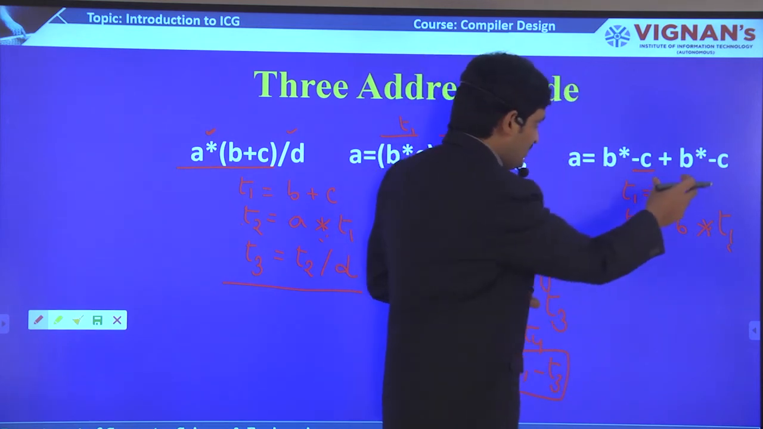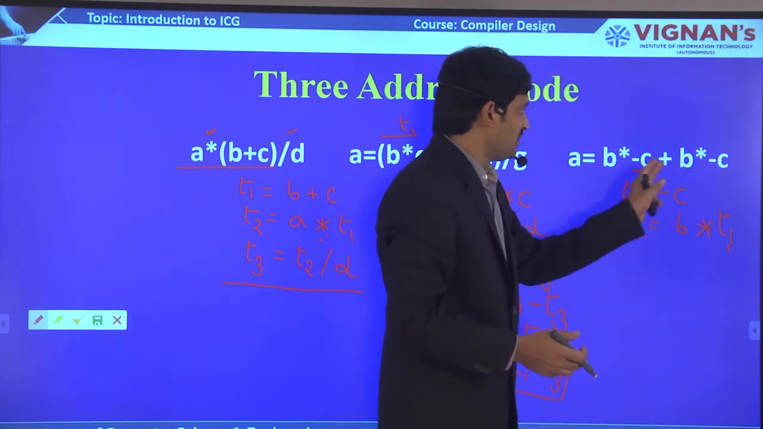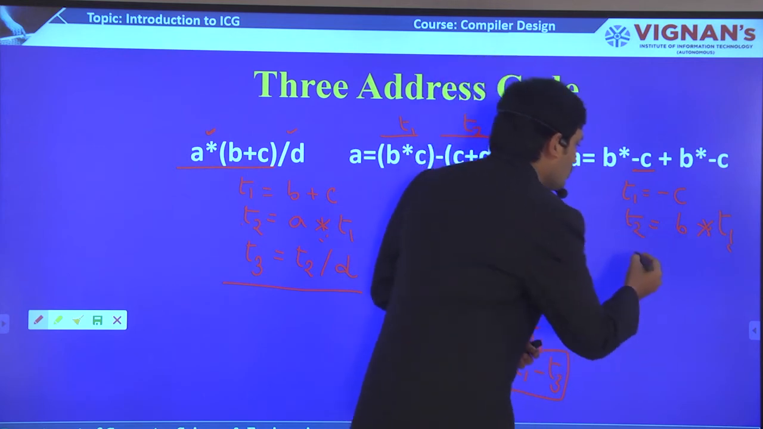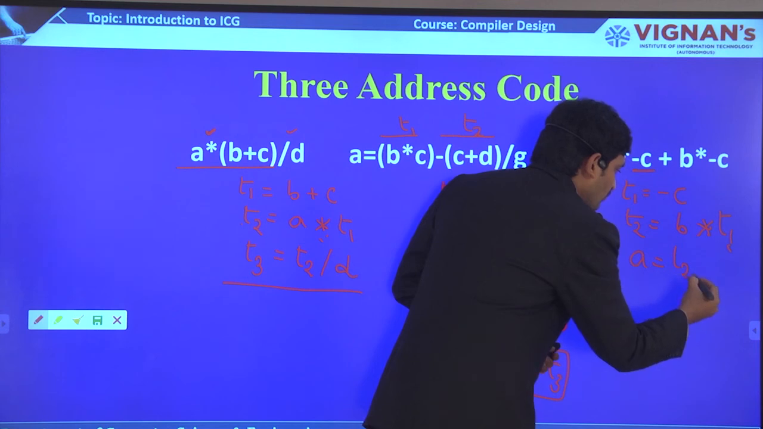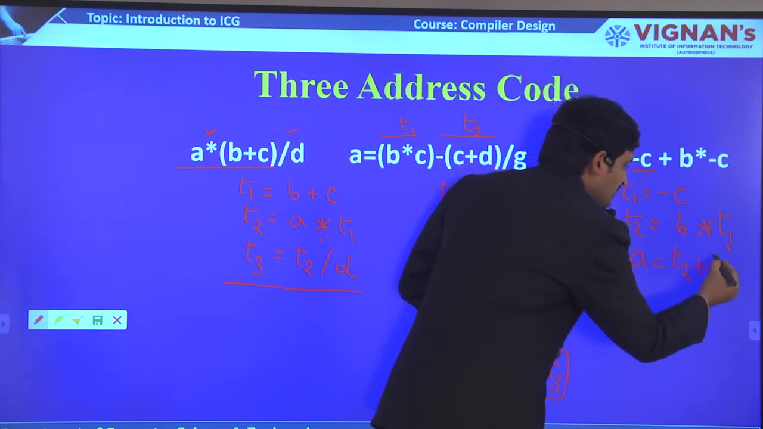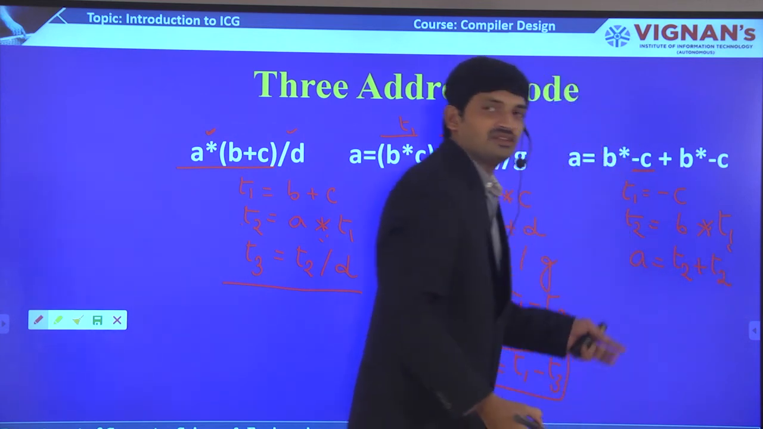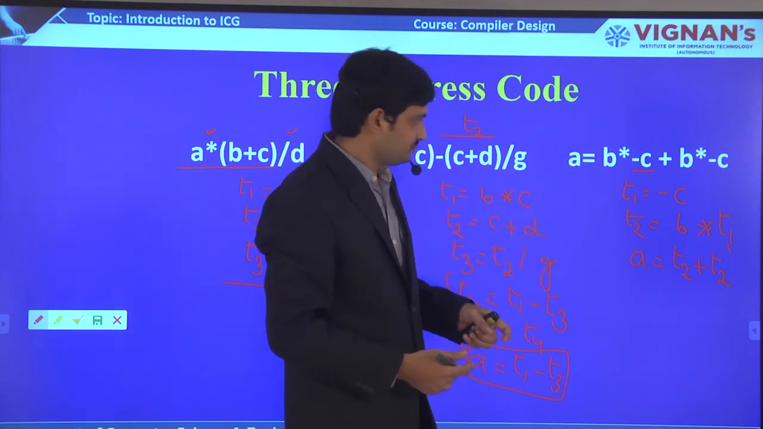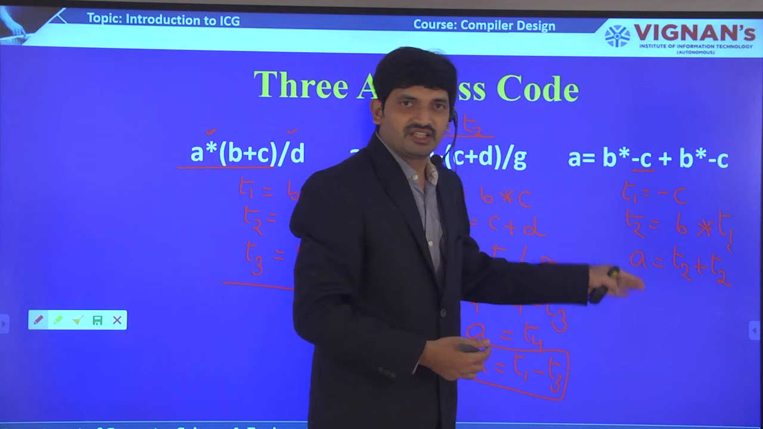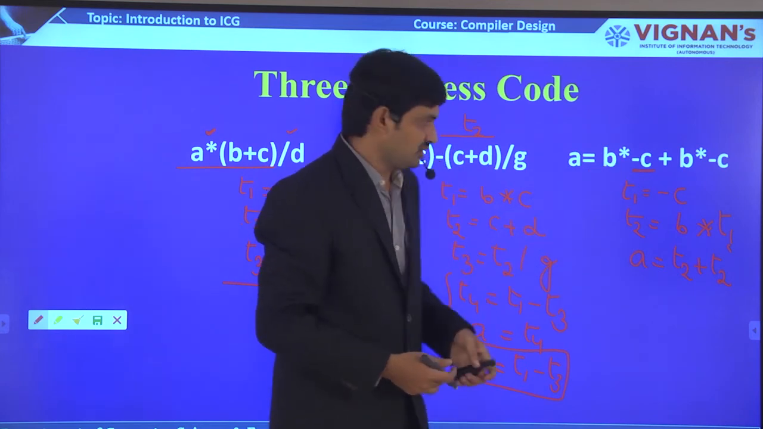And again you can find this is b into minus c, that means the same t2. So a equal to b into minus c, that means t2 plus t2. So this is the 3 address code for the given instruction. Okay, so this is the 3 address code for the given instruction.